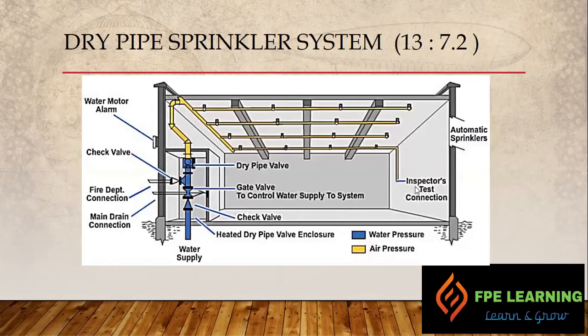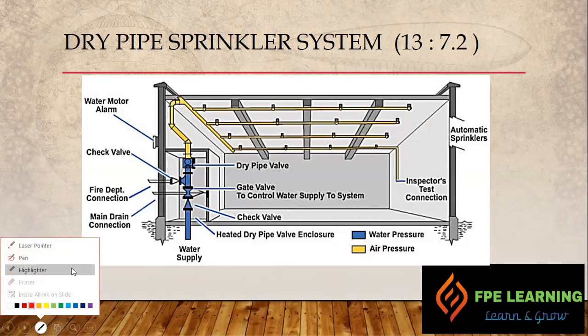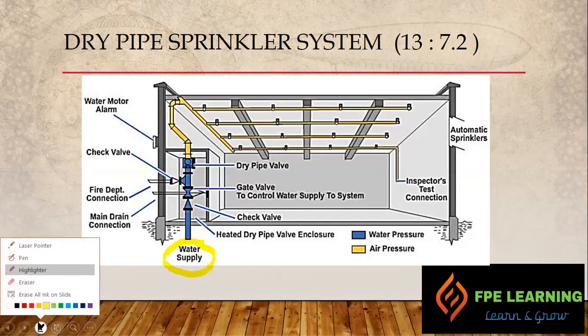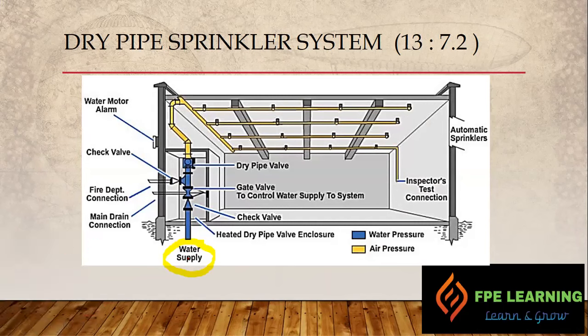Here we have a typical image of a dry pipe system. This is our water supply all the way from the underground network. Here we have our riser, and then we have the dry pipe valve enclosure. Since we have freezing temperature, we have to keep our riser room in a heated area, because we still have water up to this point, below the dry pipe valve.